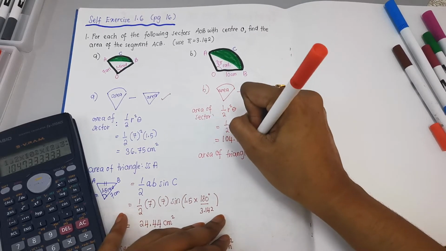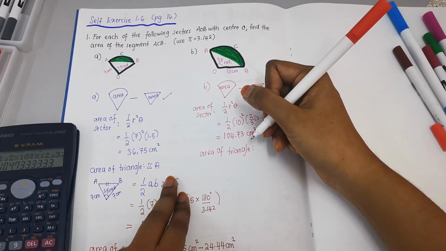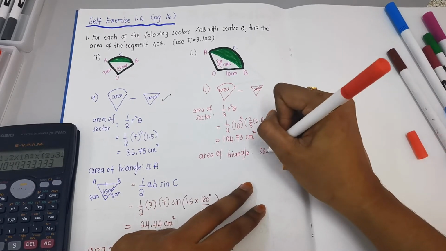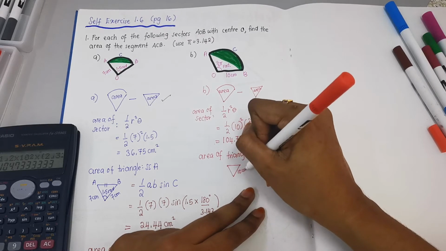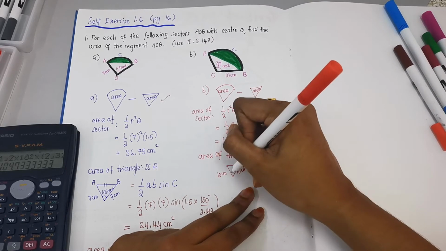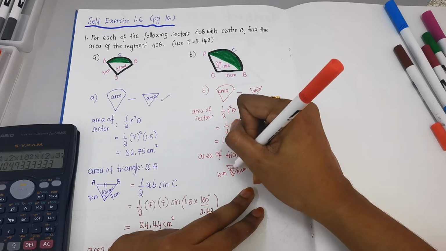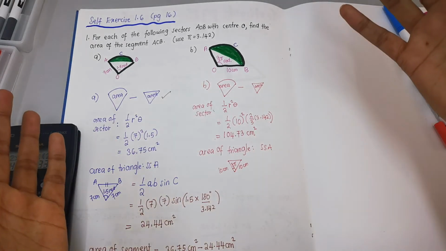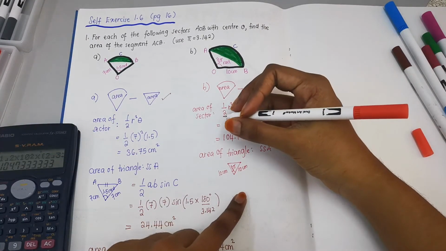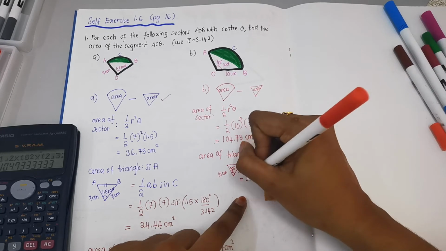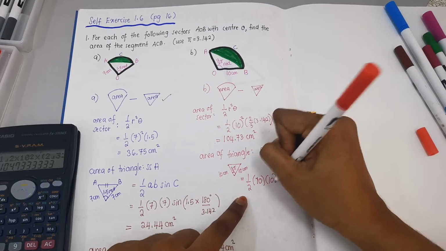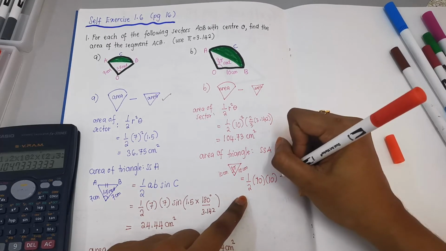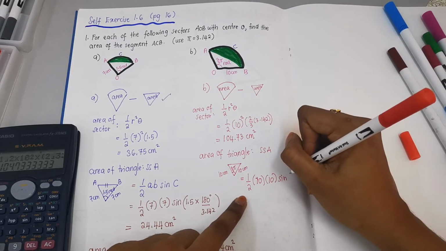So are you going to use this SSA? Okay, SSA, side angle. So let's look at the side. The side is 10 cm. The angle is 2 over 3 pi, which we can change. Okay, so let's apply 1 over 2 times both sides, 10 times 10, and times sine of 2 over 3 pi.